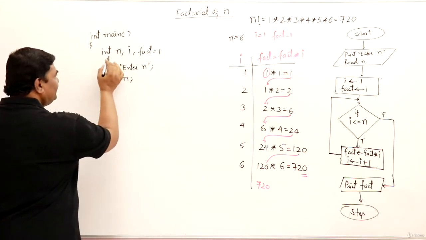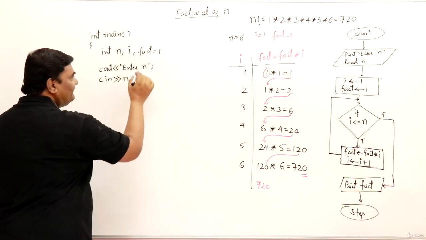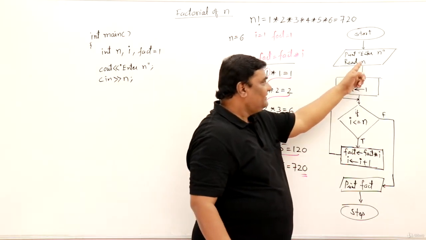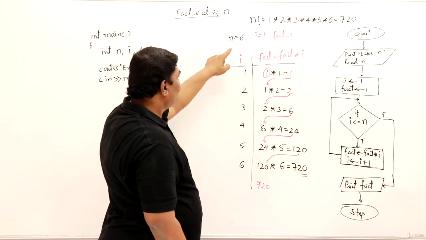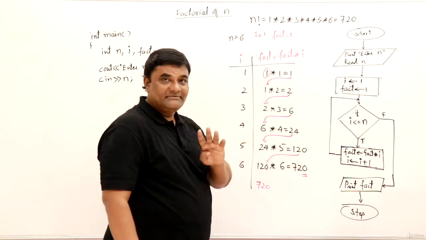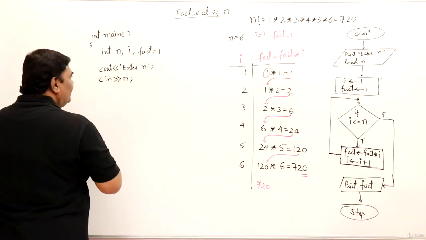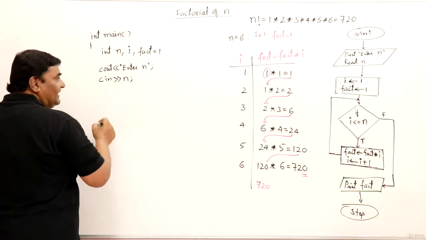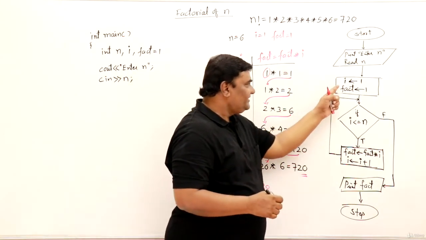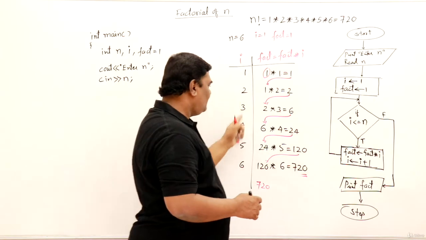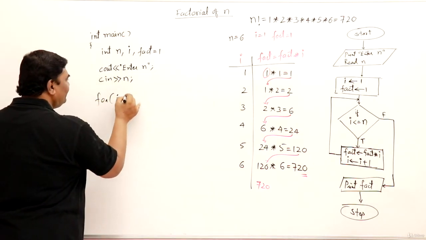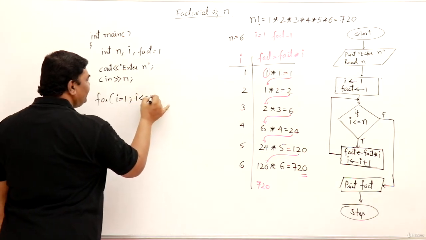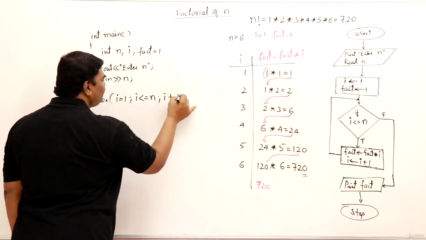I have some variables already declared here, n, I and fact. If you observe here, n, I and fact, 3 variables are used. So I have declared them. Then read the value of n. Then this repetition can be done using a for loop, right? This is a counter control. So for I starts from 1 onwards, I should be less than or equal to n and I plus plus.